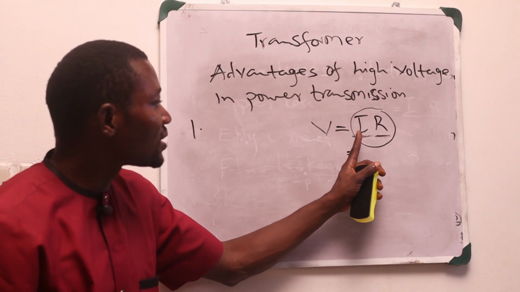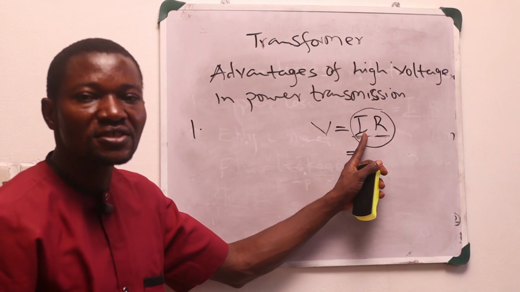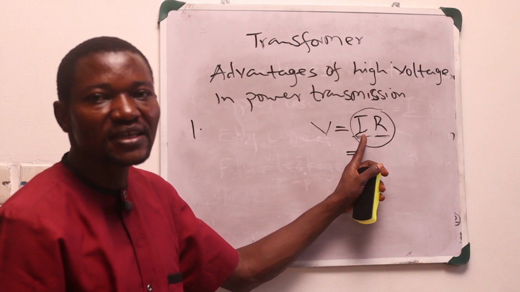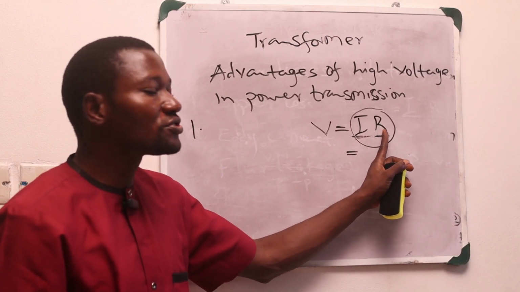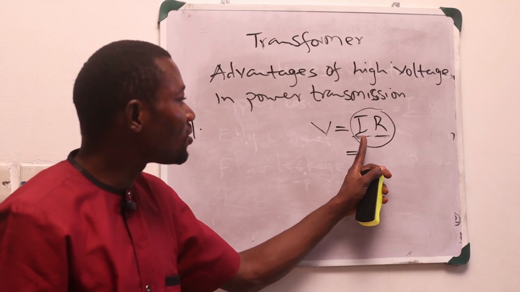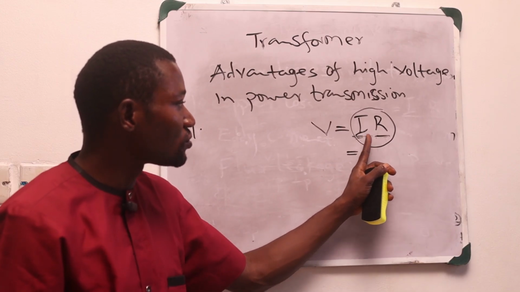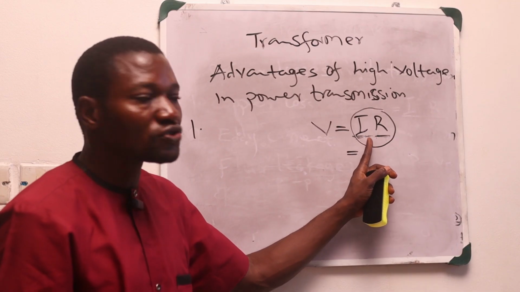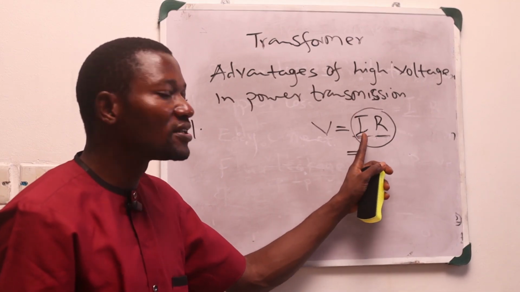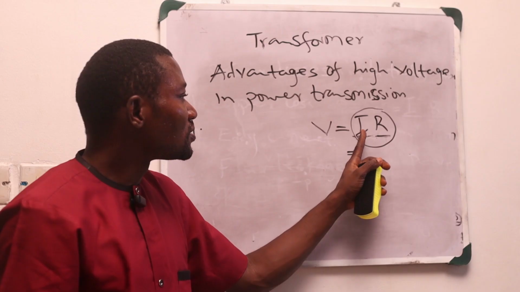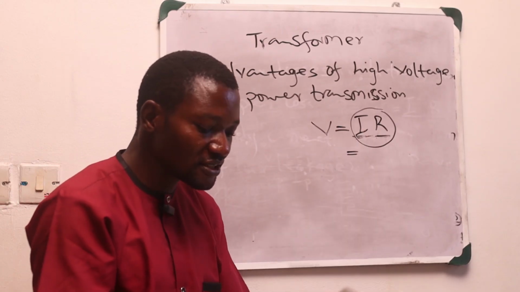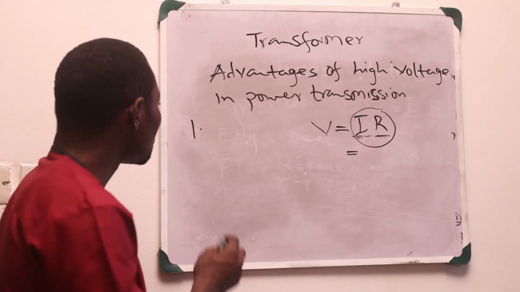Like I say, if you are transmitting power using high current, you need to make the wire very thick, and as the wire is thick, the opposition will be high. So high current multiplied by high opposition, the power lost in the course of transmission will be very high. So because of that, we don't transmit power using high current. Rather, power is transmitted using low current and high voltage. So that is one of the reasons.